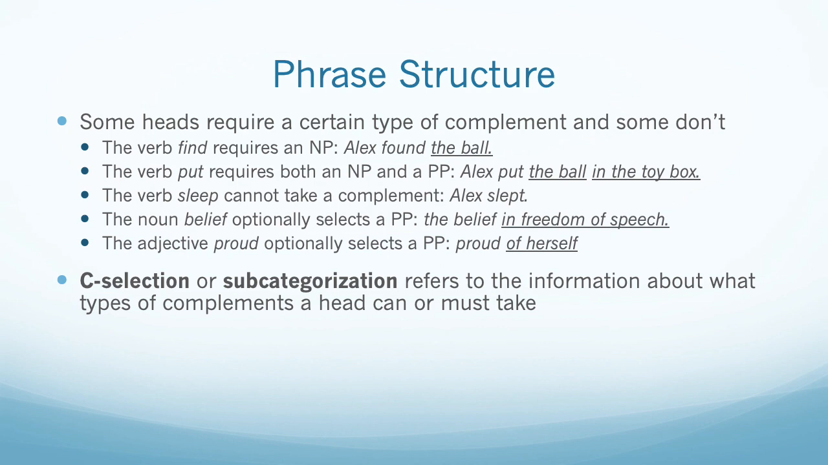The term for this kind of information about what heads require as complements is called C-selection or subcategorization. And we all have this information if we are fluent speakers of a language. We don't always know that we know this, but the fact that we don't ever say "Alex put," we always add the necessary components, indicates that there is some rule going on in the language that we follow when we speak it.